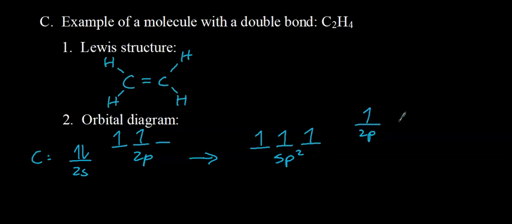Something else to mention. We see here, and this will be true for each carbon, that each has 3 hybrid orbitals. Hybrid orbitals are used in the formation of sigma bonds. So each carbon can form 3 sigma bonds. And again, I'll show you how in just a second.